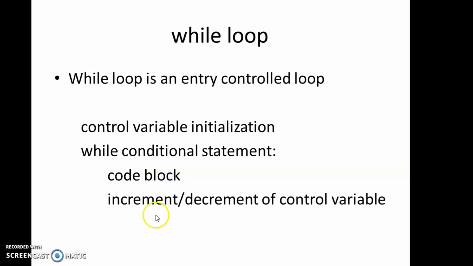So after that, we should increment or decrement the control variable so that the value of the control variable is updated. So again, it goes back to the conditional statement. If this is true, then the code block will be executed again. Next, increment or decrement of the control variable. Then it goes back to the conditional statement. If this is true, again the same steps will be repeated. If this is false, it will come out of the loop structure.